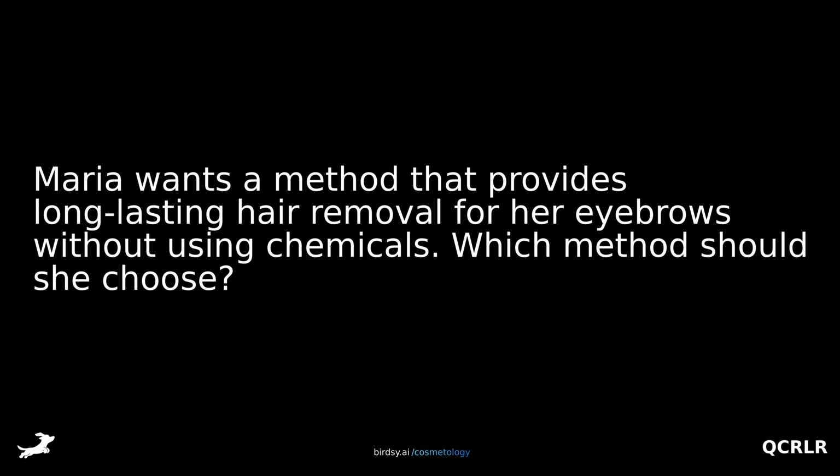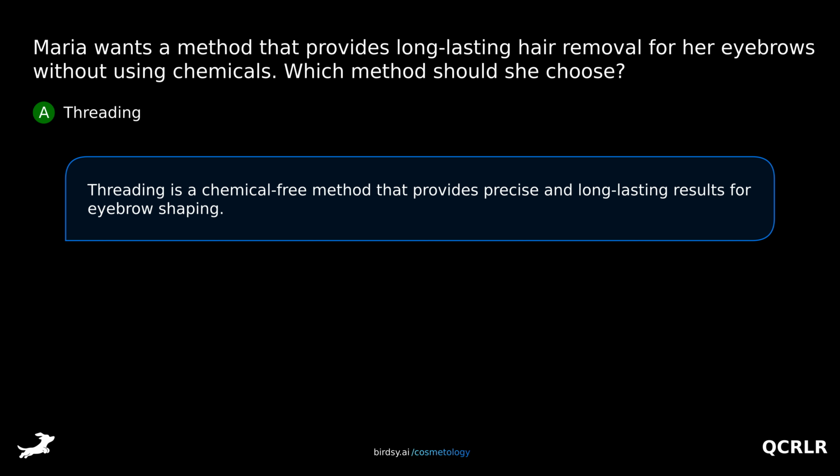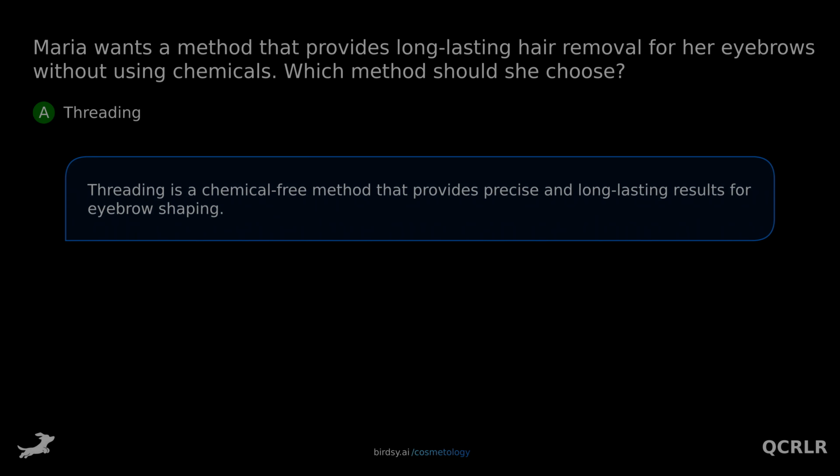Maria wants a method that provides long-lasting hair removal for her eyebrows without using chemicals. Which method should she choose? Is it A, threading, B, waxing, C, depilatory creams, or D, electrolysis? The answer is A, threading. Threading is a chemical-free method that provides precise and long-lasting results for eyebrow shaping.